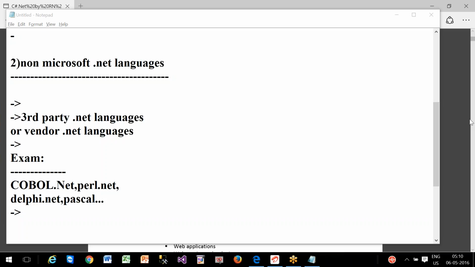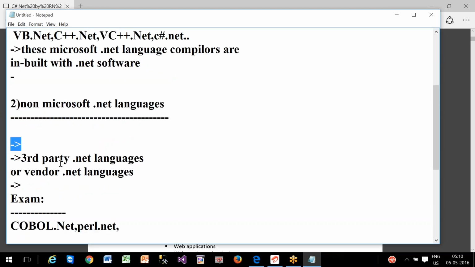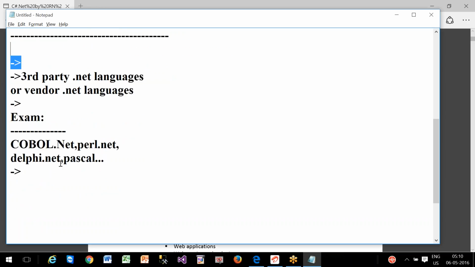So non-Microsoft .NET languages are those which are not introduced by Microsoft, and these are also called third-party .NET languages or vendor .NET languages. For example, COBOL.NET, Perl.NET, Pascal, and these compilers are not inbuilt software. We need to buy them from the company which is providing them. Very good. So these languages are coming from third parties.